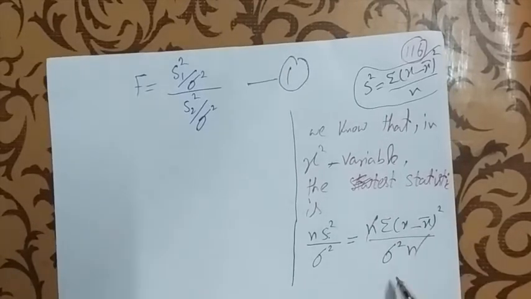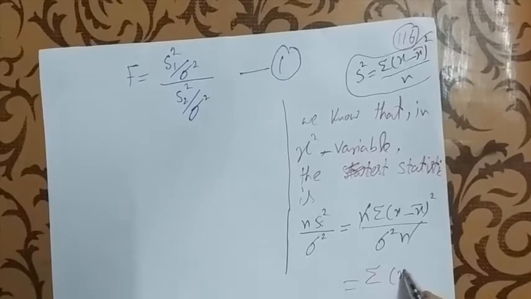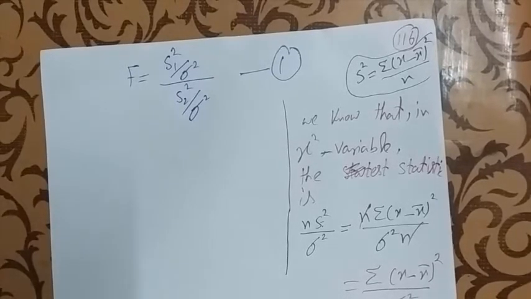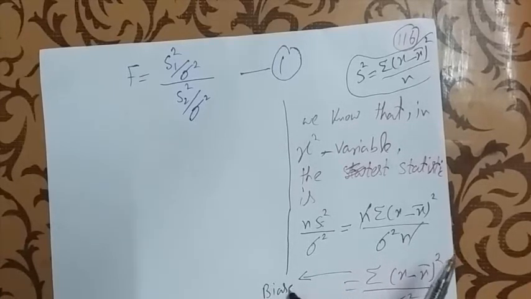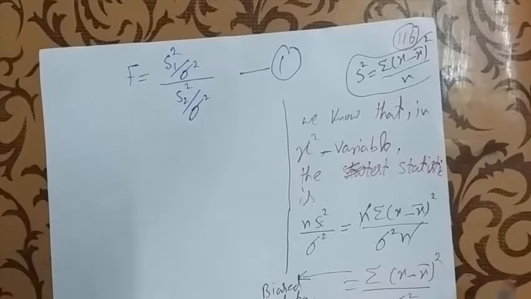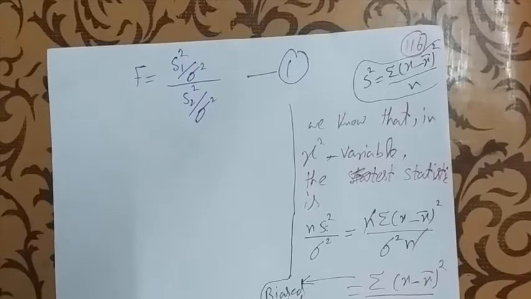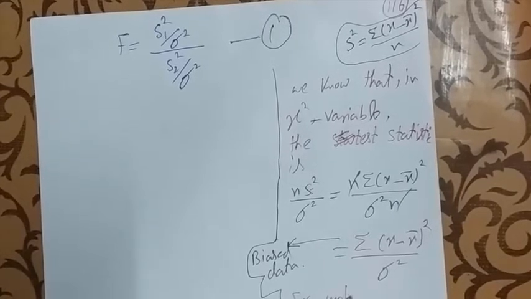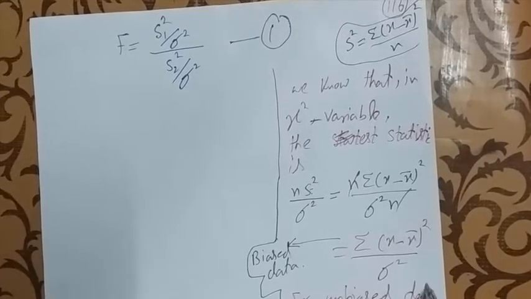These n and n cancel out, and the remaining part is summation (x minus x bar) whole square over sigma square. This is the value for biased data. And now for unbiased data, in chi-square, n S square over sigma square.